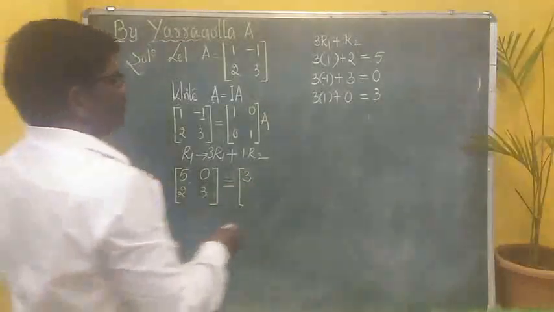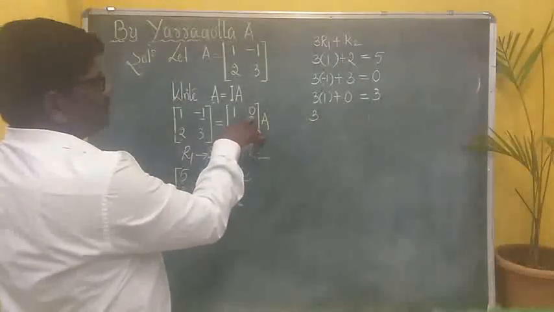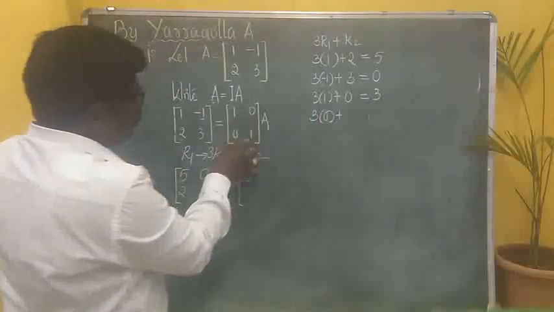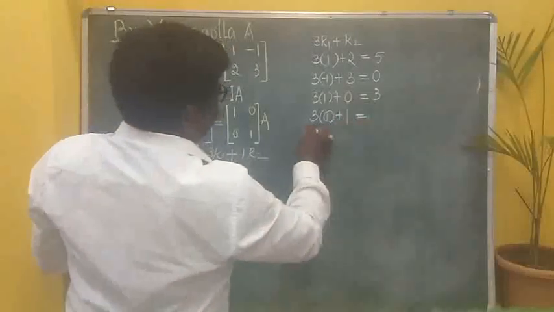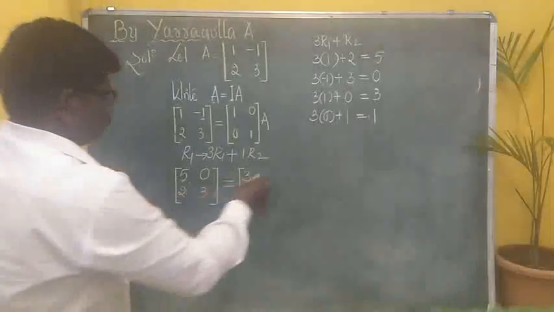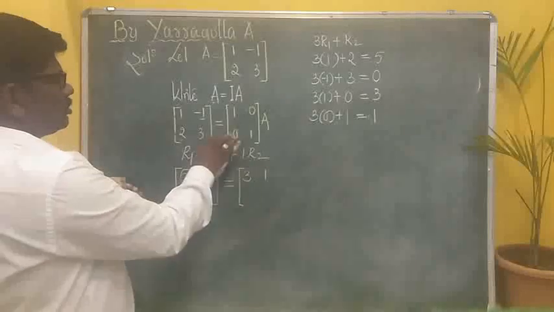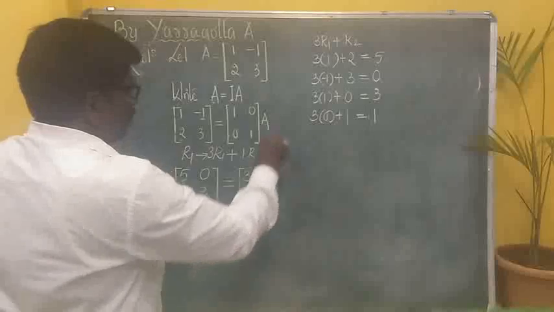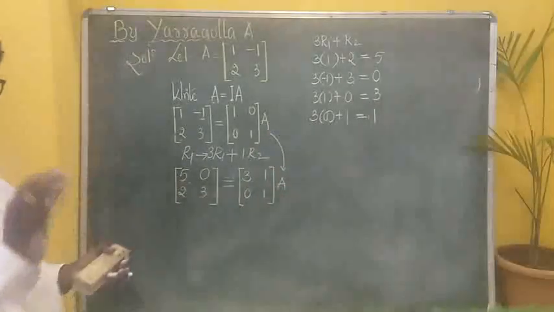Then the second one, 3 as it is. The second element here is 0 plus corresponding to that element here is 1. 3 zeros are 0, plus 1 is 1. So I am not changing the row 2 elements here, so row 2 elements as it is I will write here, 0 and 1. I said carry this A as it is. Don't forget to carry that one.